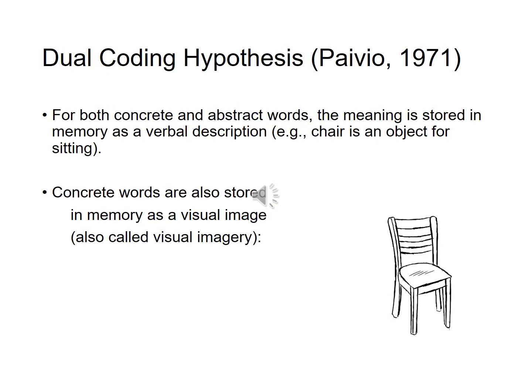A researcher named Paivio in the early 1970s claimed that the processing of these two kinds of words would be different, concrete words versus abstract words. He claimed that concrete words actually have two kinds of mental representations, one that's verbal and the other that is visual. In contrast, abstract words, he believed, had only one kind of mental representation, and that would be verbal.